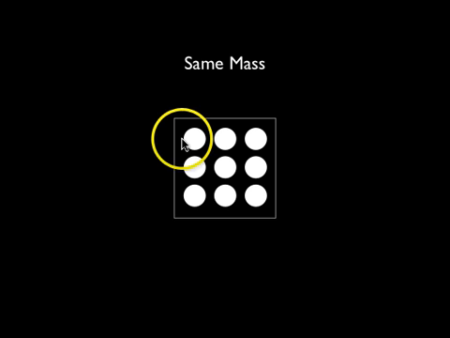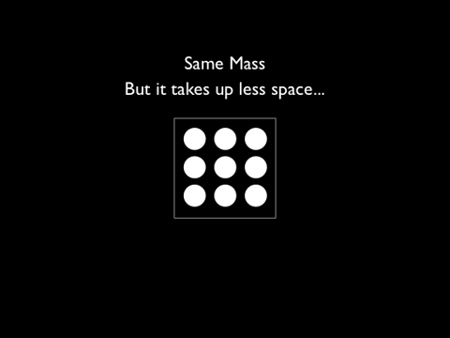Remember, mass is a measure of how much matter is in the object, how much stuff makes up the atoms. Notice that the amount of matter didn't change. We saw 9 atoms before. We still have those same 9 atoms, and they didn't change size. Our mass is exactly the same, but that mass takes up less space.